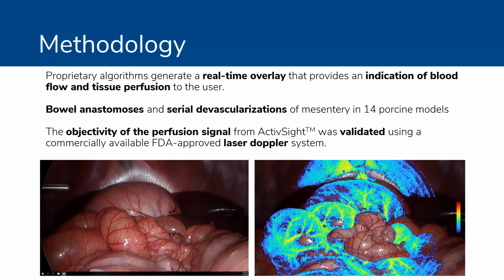This view demonstrates the simplicity of ActivSight. Blood flow and perfusion information is immediately available without the administration of dye or the subsequent waiting period. ActivSight was evaluated during bowel anastomoses and serial devascularizations of mesentery in 14 porcine model procedures. The objectivity of the perfusion signal was validated against an FDA-approved laser Doppler system.